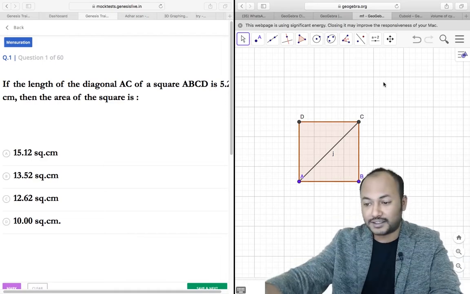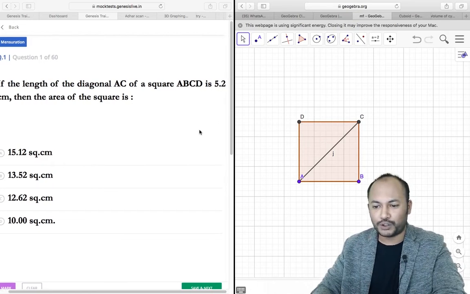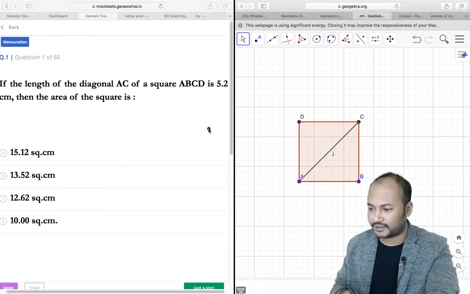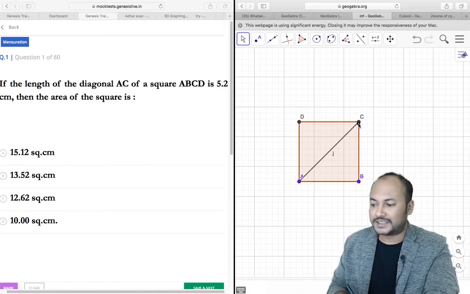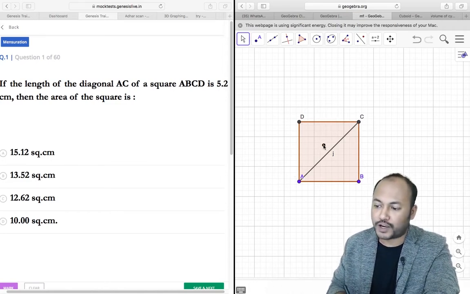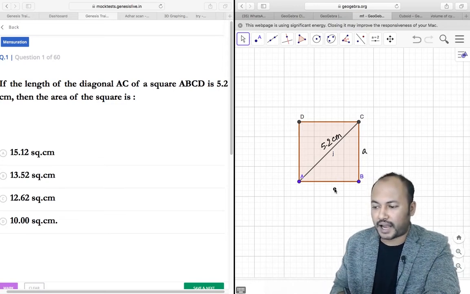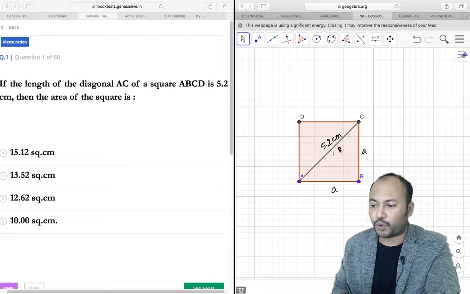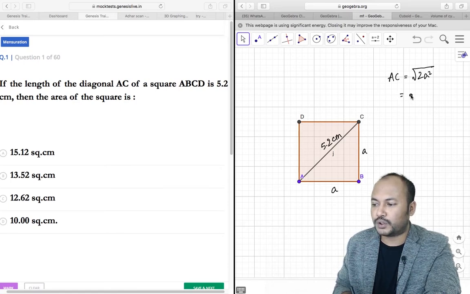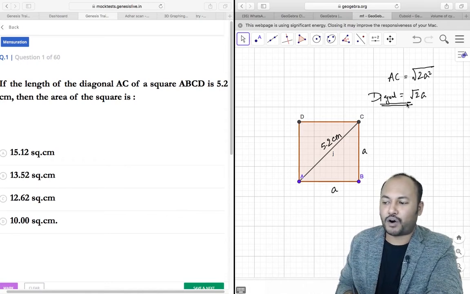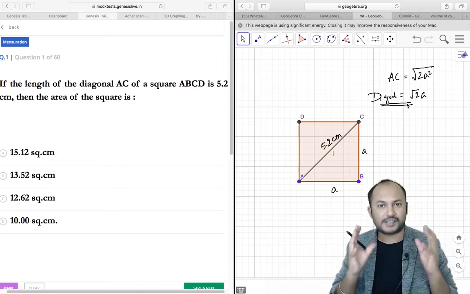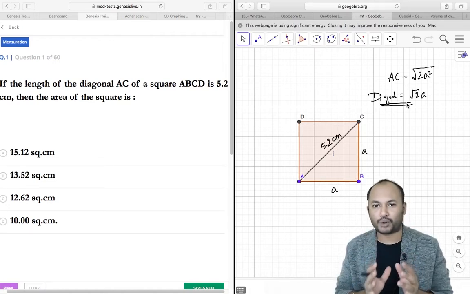So if the length of the diagonal AC of a square ABCD is 5.2 centimeter, then the area of the square. Great. They have mentioned this AC, which is the diagonal of the square, as 5.2 centimeter. Now see, if this is a and this is of course a because it's a square, then what will be AC? AC is going to be square root of 2a square, or it is root 2 a. So remember, this is your first formula of the day: the diagonal of a square is root 2 times its side.